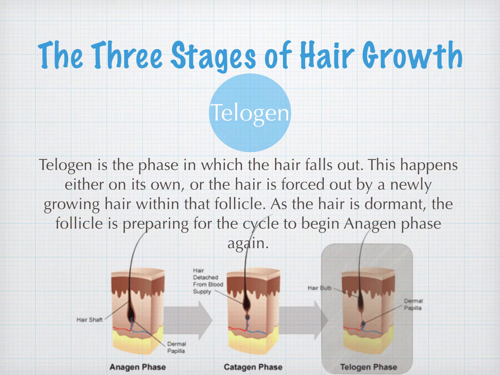Telogen is the phase in which the hair falls out. This happens either on its own, or the hair is forced out by a newly growing hair within the follicle. As the hair is dormant, the follicle is preparing for the cycle to begin anagen phase again. And those are the three stages of hair growth.